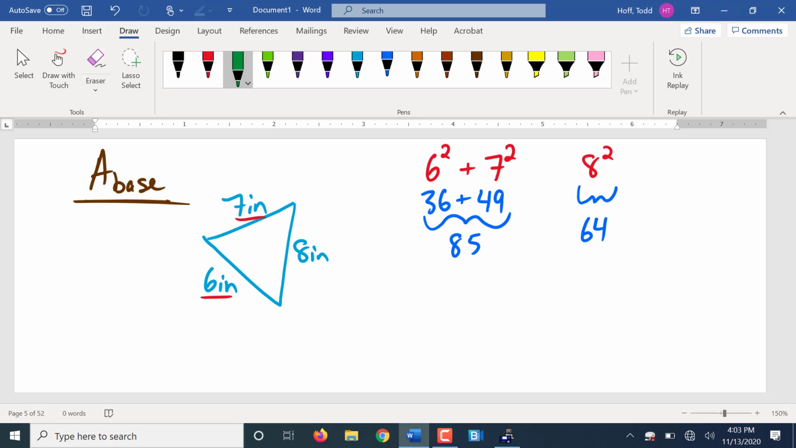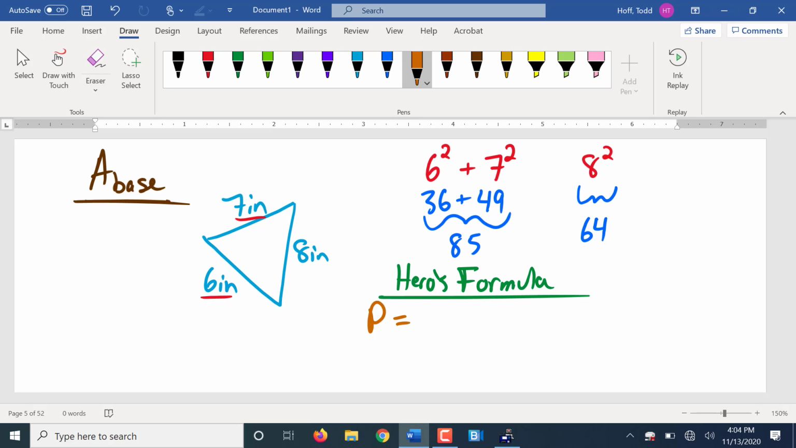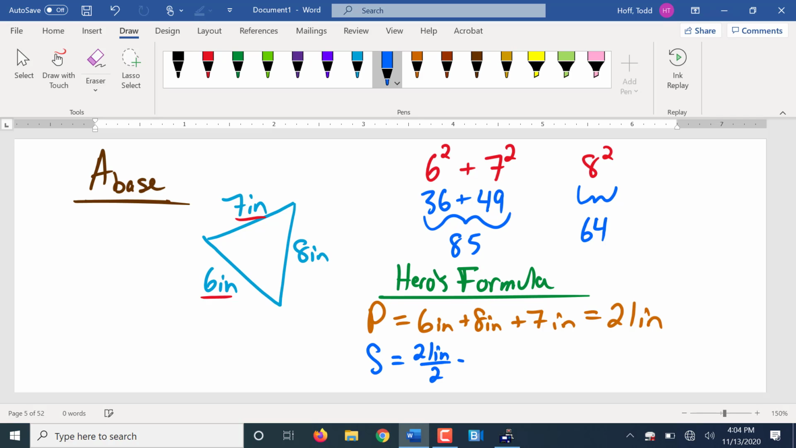So how do we find its area? Heron's formula. So where do we start? The perimeter. So we do the perimeter by doing 6 plus 7 plus 8, which gives us 21. Here's where I'm not very nice to you. We have to find the semi-perimeter. 21 divided by 2, which is going to give us 10.5 inches.